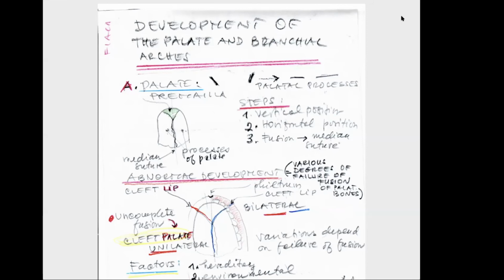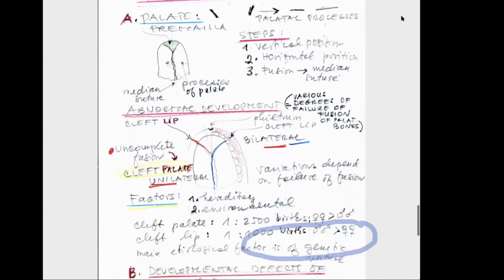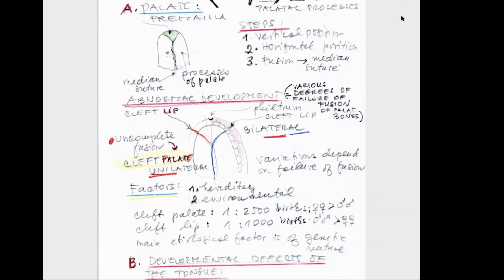The variations depend, as written here, on the failure in fusion. There could be many variants. Factors influencing the abnormal development are preferably hereditary, genetic, or environmental. Cleft palate is found in the ratio of 1 to 2,500, preferably in girls, and cleft lip, in opposite, at birth, preferably in boys. The ratio is 1 to 1,000.